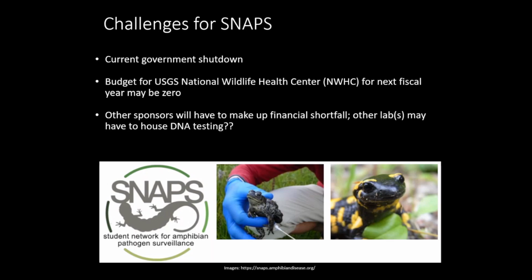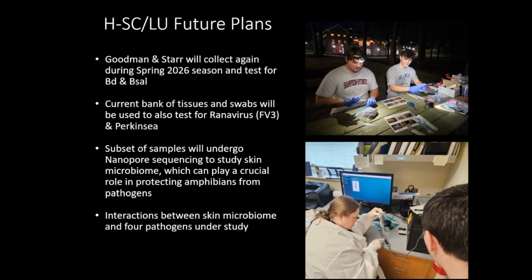I'm not in the mix that much. It may be the case that other sponsors financially will have to pick up the shortfall, and I don't know what it means in terms of where the DNA tests will be taking place. As for myself and my collaborator, we're going to keep collecting, and we totally have the ability to test for BD and BSAL. I don't have the reagents on hand right now, but if it comes to pass that SNAPs can't do that anymore, then we will commit to continue doing that.